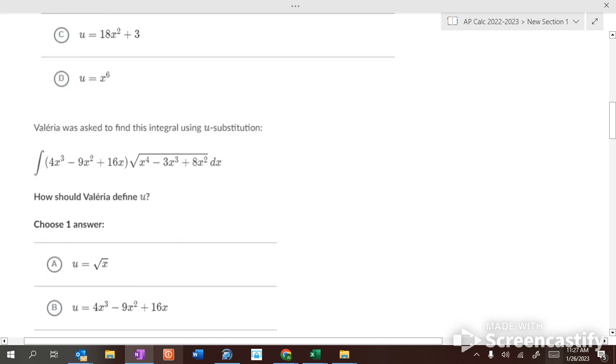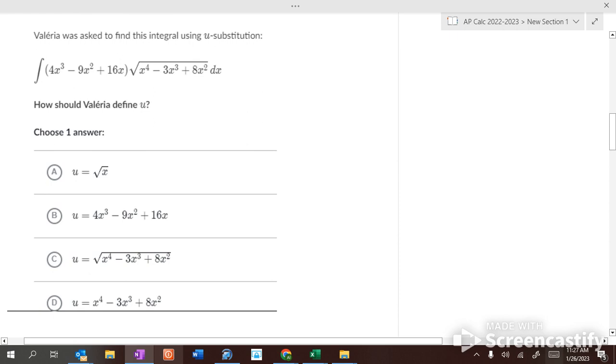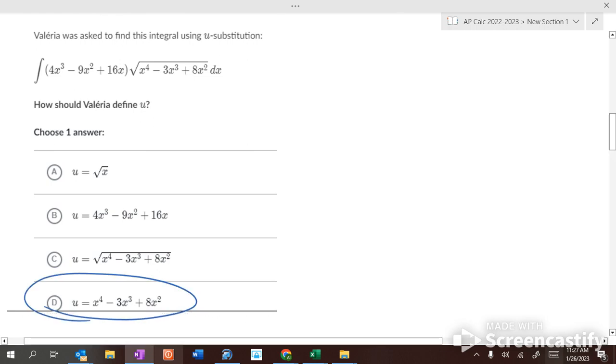Okay, U substitution. What would be your U in this one? What is underneath the square root? So, this. Okay, we're good? All right, let's just do the integral of this one. So this would be the integral of U to the 1/2 power du, because if you take the derivative of this, you get this, right?